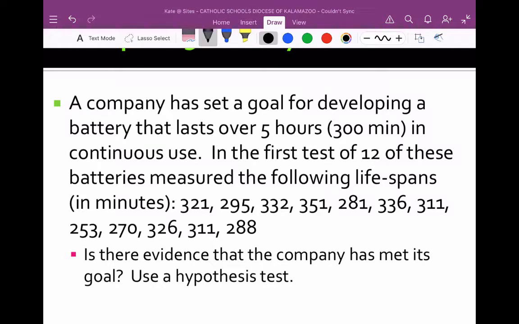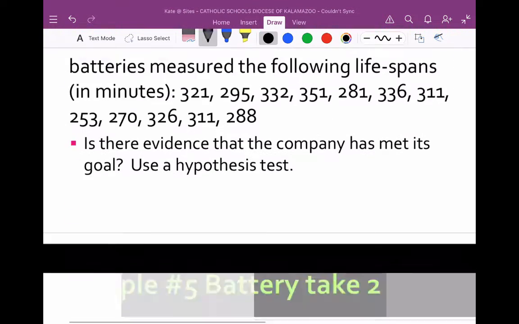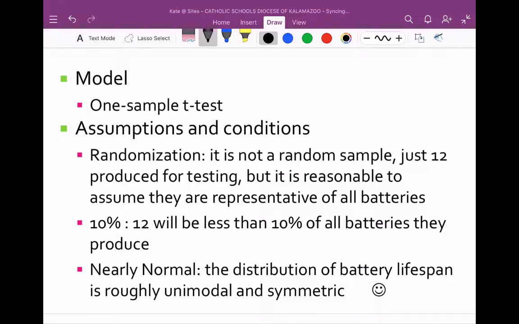So again, we still have to check our assumptions and conditions, still have to state what the model is. In that case, the model is a one-sample t-test, and our assumptions and conditions are the exact same as before. It's not a random sample. Just 12 were produced for testing, but it's reasonable to assume that those first 12 are representative of all batteries. Then we have to check our independence condition, or our 10% assumption, and 12 batteries are going to be less than 10% of all batteries they will produce. And then the nearly normal condition: when you have the data, you have to show the histogram. But again, it was roughly unimodal and symmetric.